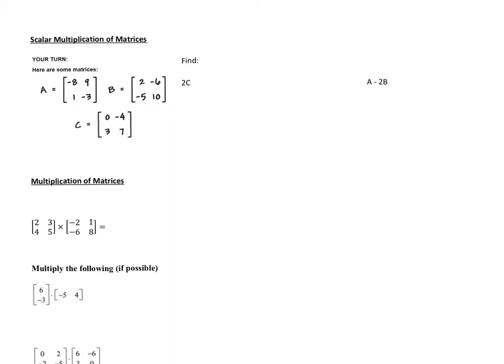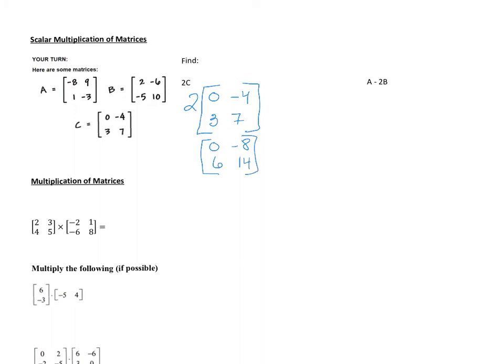The next thing we're going to talk about is scalar multiplication. So in this first example, it says 2C. This means that we're going to take 2 and multiply it by the matrix C. So 2 times the matrix 0, -4, 3, 7. Therefore, what we're going to do is take 2 and multiply it by every entry within C. So 2 times 0 is 0, 2 times -4 is -8, 2 times 3 is 6, and 2 times 7 is 14.